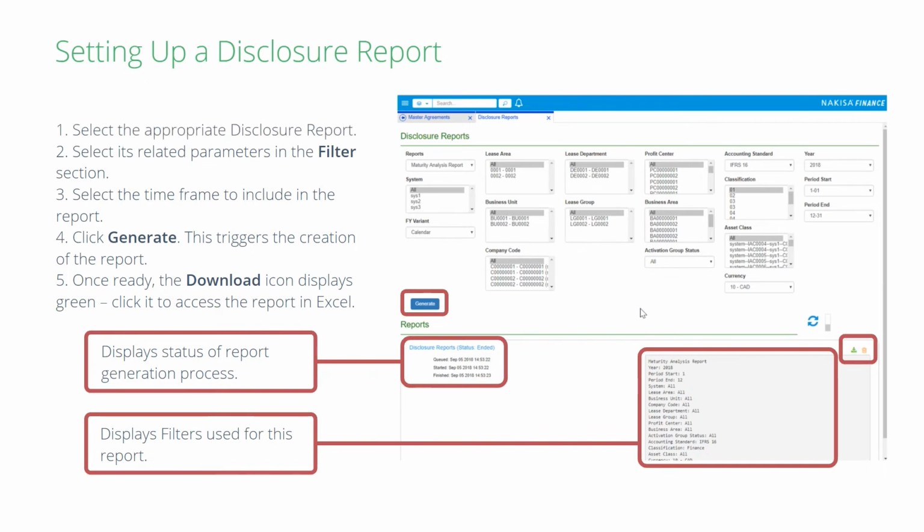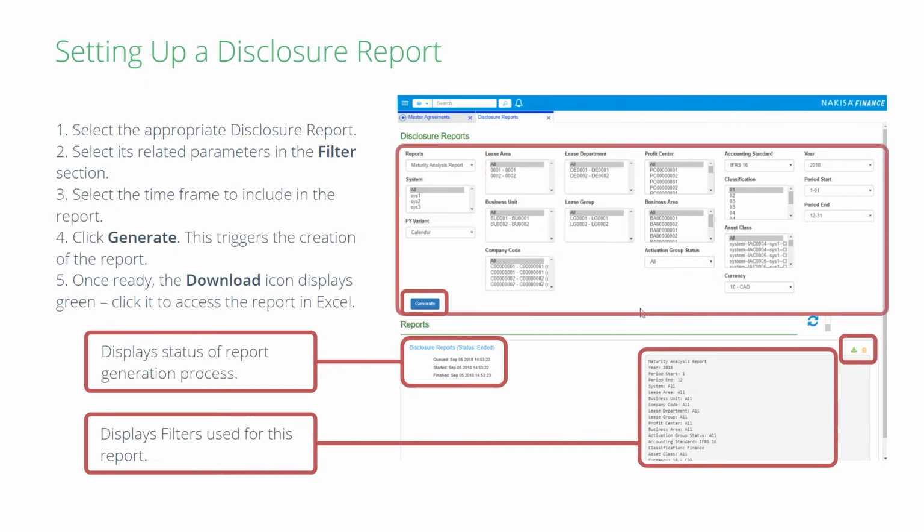The first thing that we have to choose is the appropriate disclosure report. The list of disclosure reports that were discussed in previous slides are available in this dropdown. Below that, we're able to choose our hierarchy, which includes our system, lease area, business unit, company code, lease department, and lease group. We could also select different cost objects that are available, which include profit center, business area, cost center, and additional details from here.